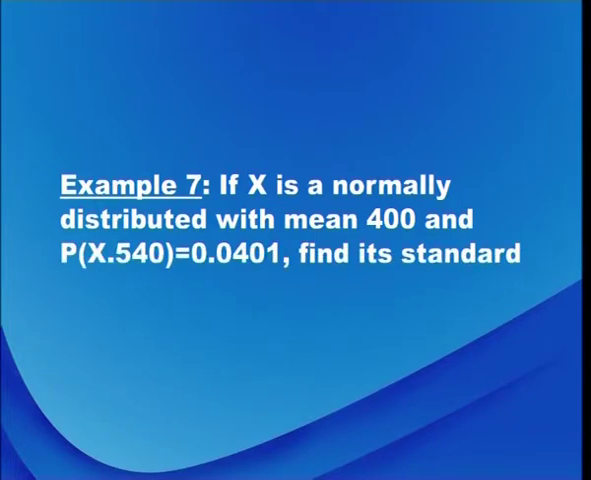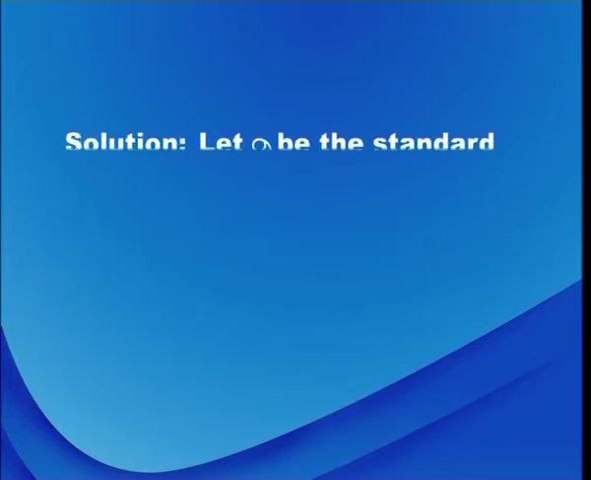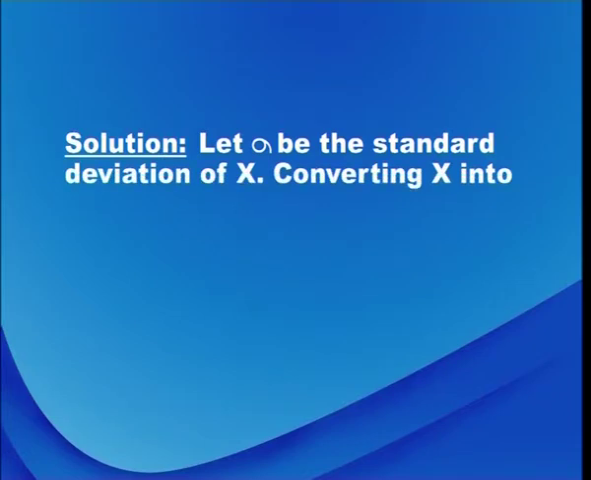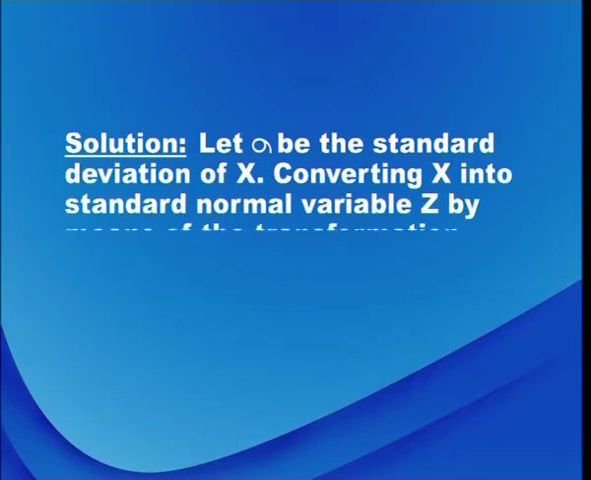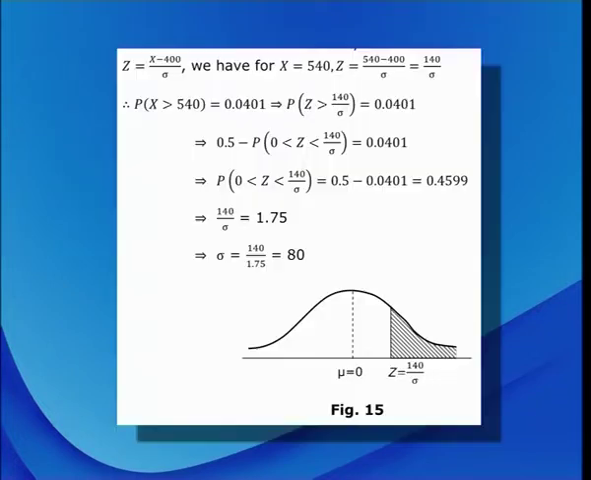Example 7. If x is normally distributed with mean 400 and the probability of x greater than 540 is equal to 0.0401, find its standard deviation. Solution: let sigma be the standard deviation of x. Now converting x into a standard normal variable z by means of the transformation z equals (x minus 400) by sigma. We have for x equals 540, z equals (540 minus 400) by sigma, which is equal to 140 by sigma. This implies probability of x greater than 540 will be equal to 0.0401. So probability of z greater than 140 by sigma will be equal to 0.0401.